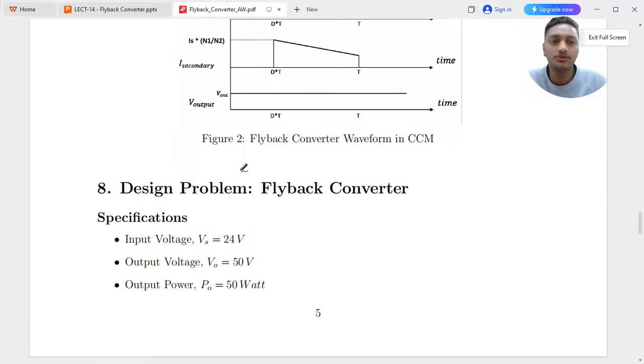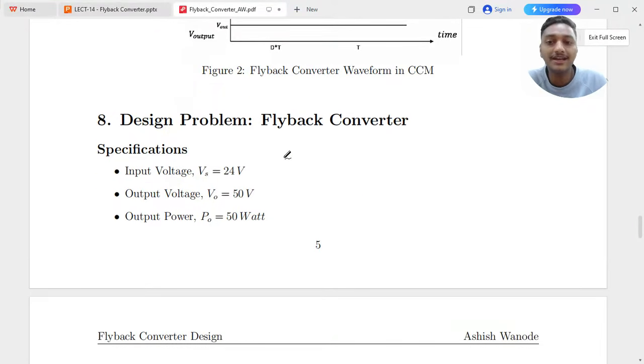I hope till this particular point everything is clear to you, like how we are designing the flyback converter. Now we will move forward to the design problem of the flyback converter. We will take this same problem and do it in Matlab as well, open loop as well as closed loop simulation.